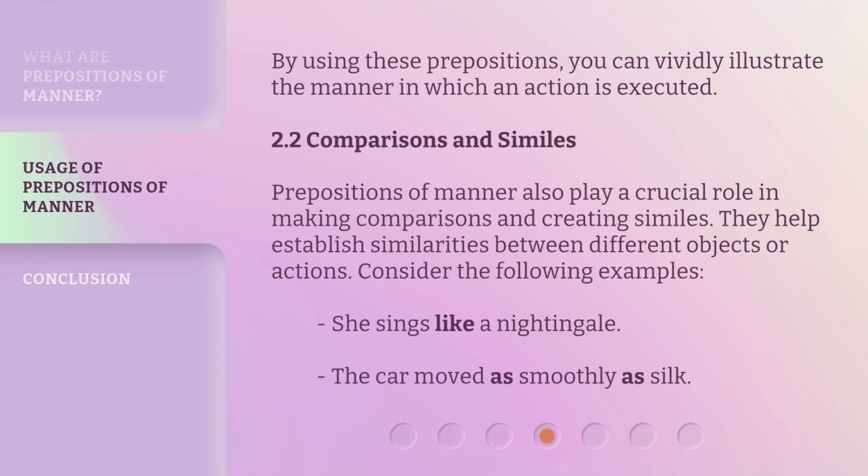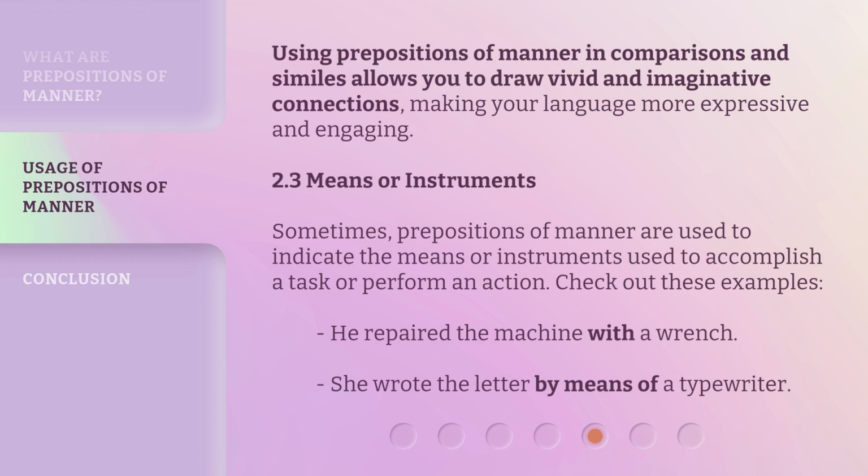2.2 Comparisons and similes. Prepositions of manner also play a crucial role in making comparisons and creating similes. They help establish similarities between different objects or actions. Consider the following examples. She sings like a nightingale. The car moved as smoothly as silk. Using prepositions of manner in comparisons and similes allows you to draw vivid and imaginative connections, making your language more expressive and engaging.